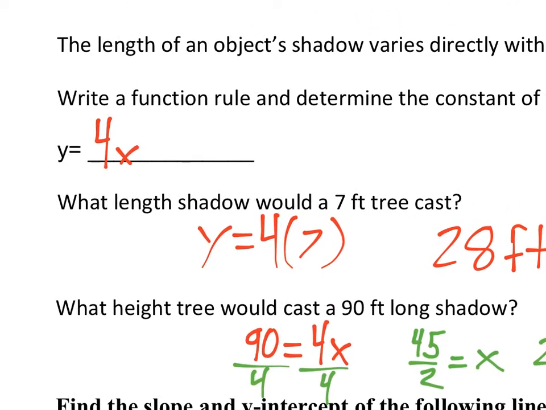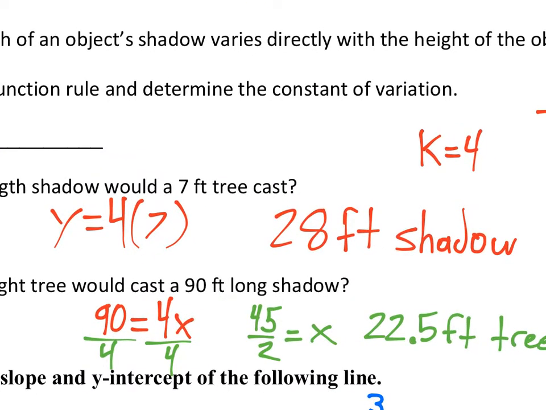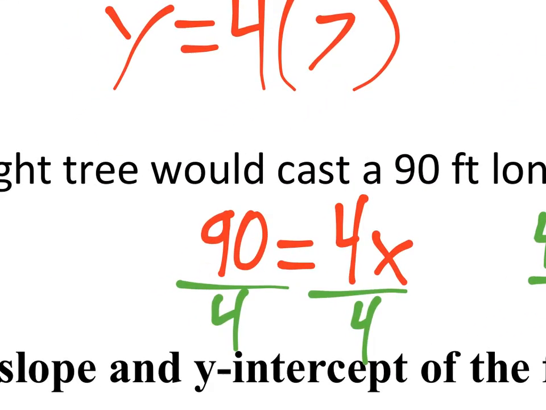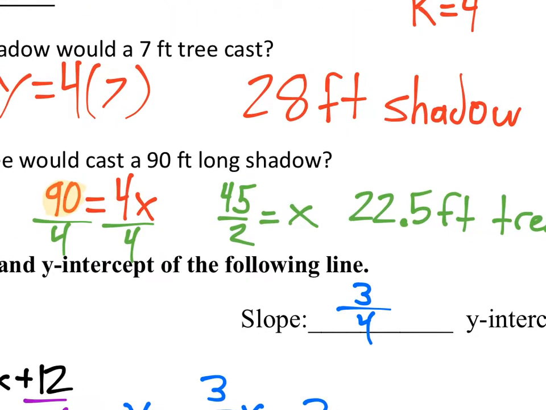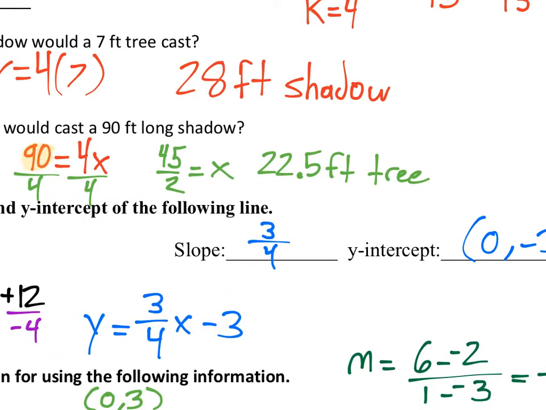And then it says, what's the length of a shadow that a 7-foot tree casts? Plug in the 7 for x. Our output would be a 28-foot shadow. And then we can go the other way. What height tree would cast a 90-foot long shadow? That's where we plug it in for y, right? Because we know the output, and we're trying to solve for x by dividing both sides by 4. So a 22.5-foot tree would cast that 90-foot shadow.